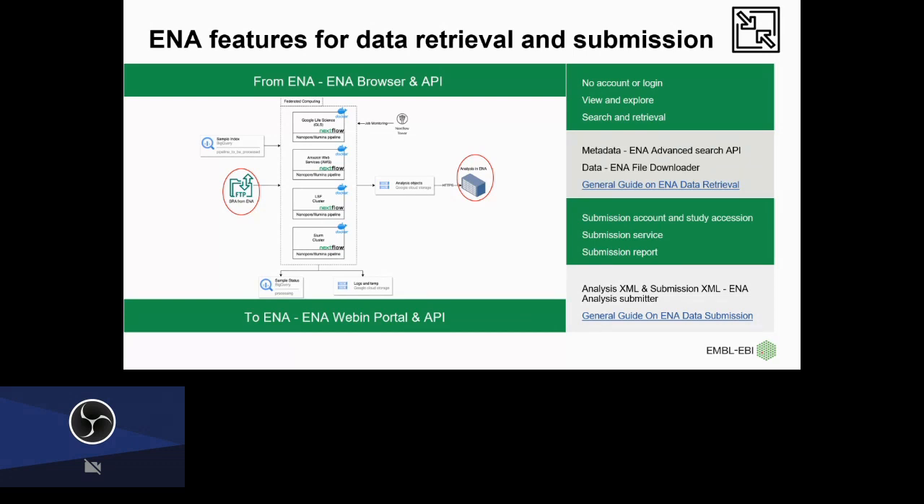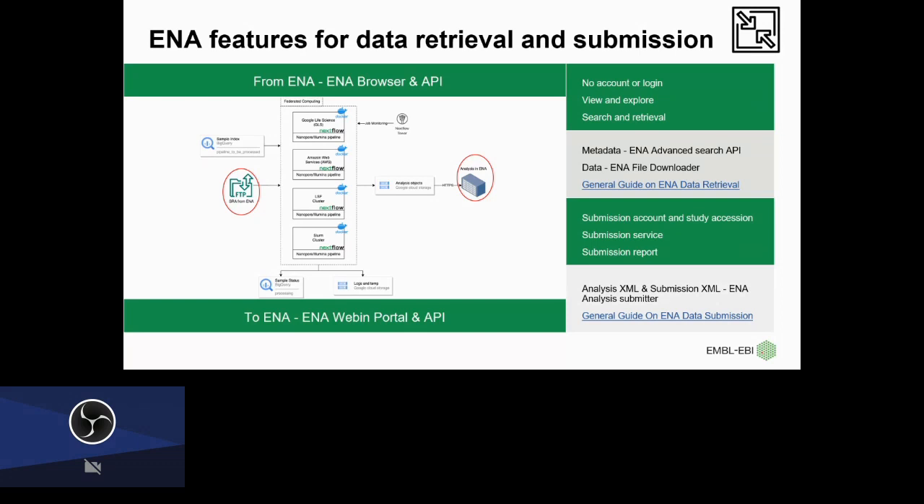And we also created an ENA file downloader to make this process a little easier for the community. If you're trying to submit sequences to us, obviously, you need to identify yourself and claim your ownership, etc. So you create a submission account and create a study accession, so you can identify all the rest of the sequences, analysis, etc. belonging to this study.